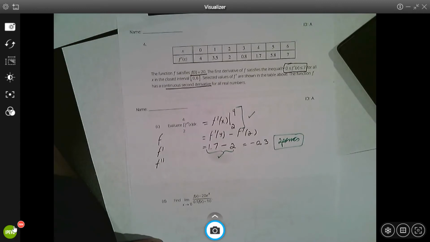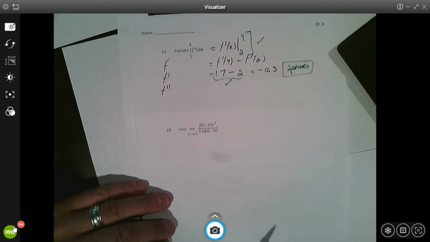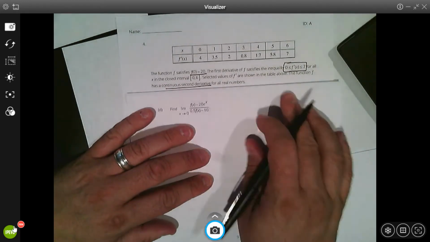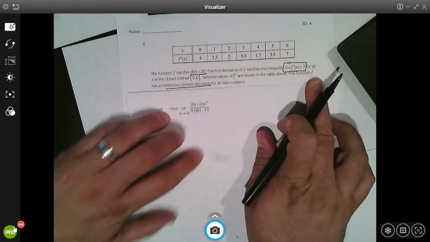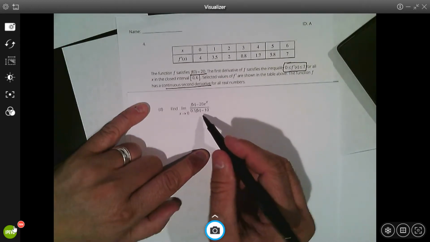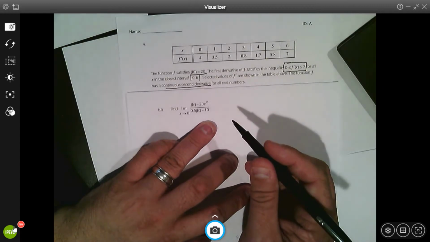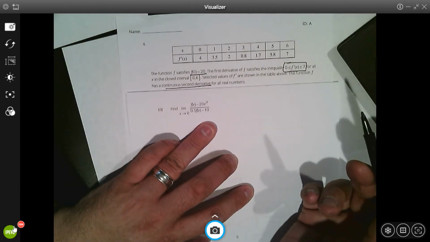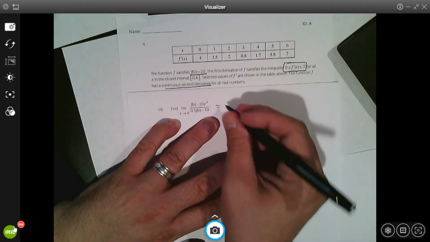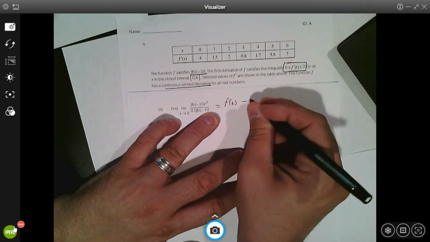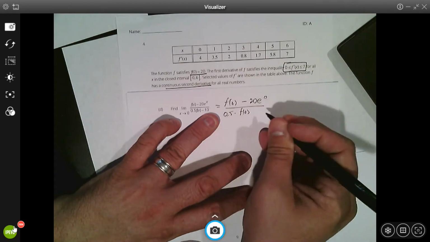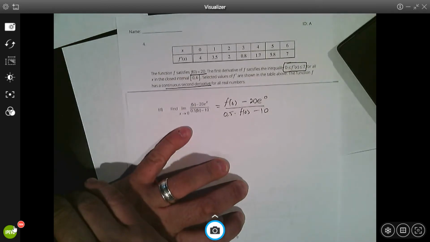Okay, not bad. We're trucking along nicely. Part D. In Part D, we're asked to find the limit as x approaches 0 of f of x minus 20 e to the x divided by 0.5 f of x minus 10. Well, it's been a little while since we've worked with limits, but one of the first things we would try when evaluating a limit is plugging in. Well, let's see what happens. F of 0 minus 20 e to the 0 over 0.5 times f of 0 minus 10.